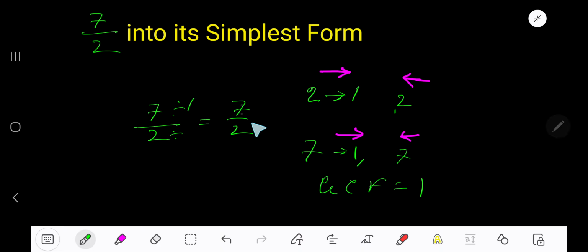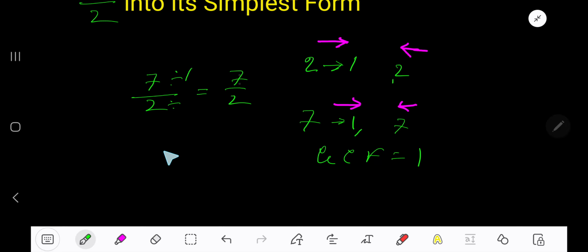This is an improper fraction because the numerator is greater than the denominator. So we need to convert this improper fraction to a mixed number. So how to do that?